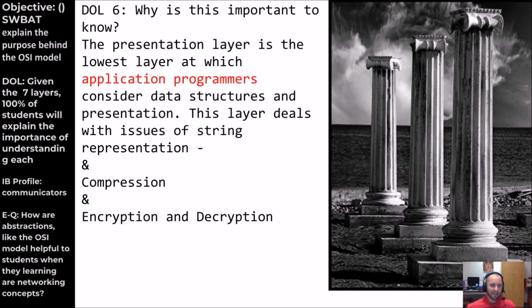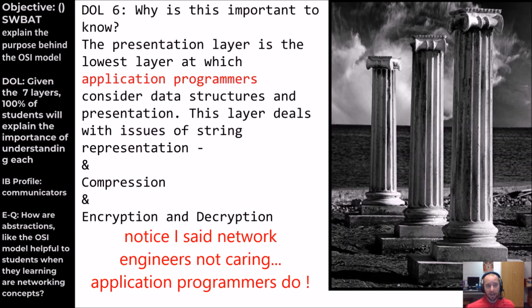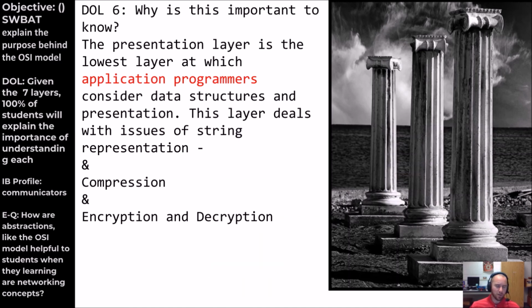What I'm looking at is the lowest layer for application programmers, and this is regarding their consideration of data structures and presentation. So not surprising right there. This layer deals with issues of string representation, so we could be talking about ASCII, and the concept of compressing and decompressing data. If you're the sender, you might compress it and then send it, and you're the person opening up the box of oranges. You're the person opening up the application or downloaded software. You're the person decompressing. And same with the encryption and decryption idea.